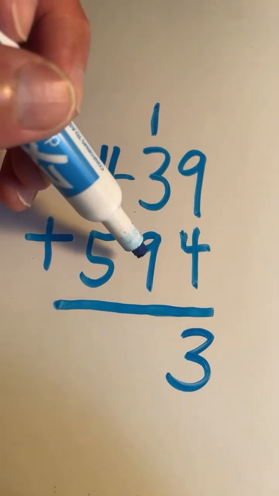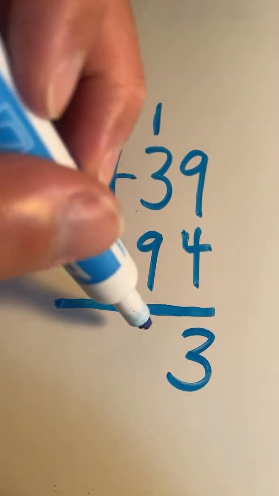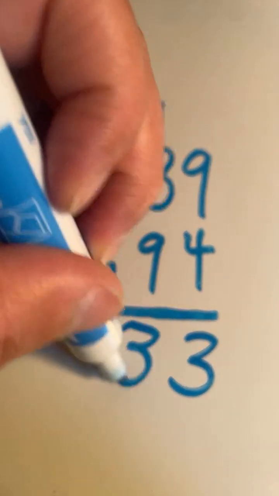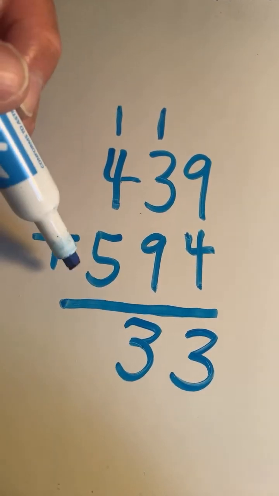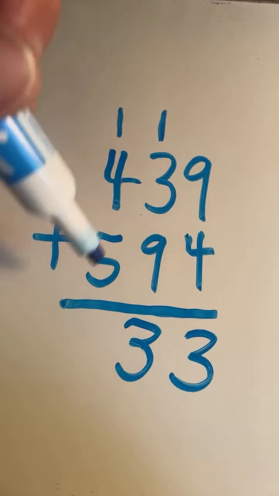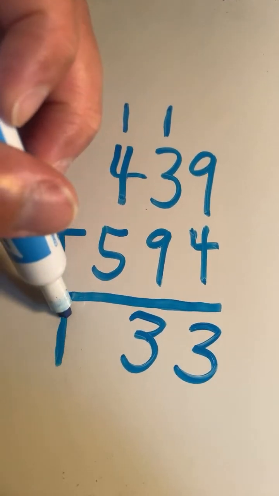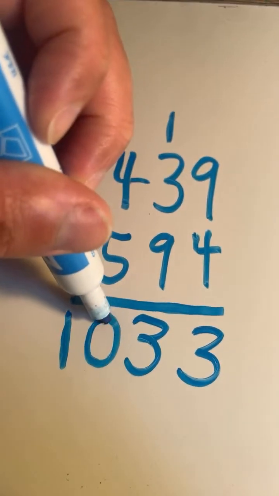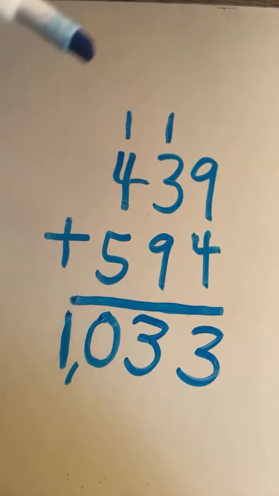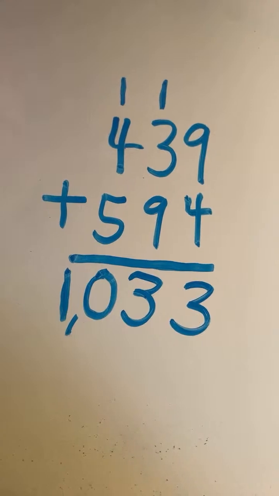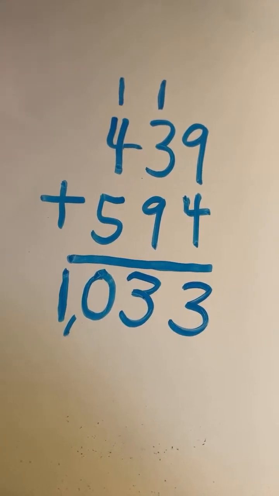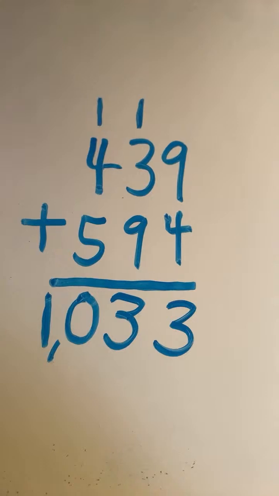3 plus 9 equals 12, plus 1 equals 13. 3, carry the 1. 4 plus 5 equals 9, plus 1 equals 10. As soon as I go over the final answer, I'll answer the question in the chat. All right, 439 plus 594 equals 1,033. That is our final answer.